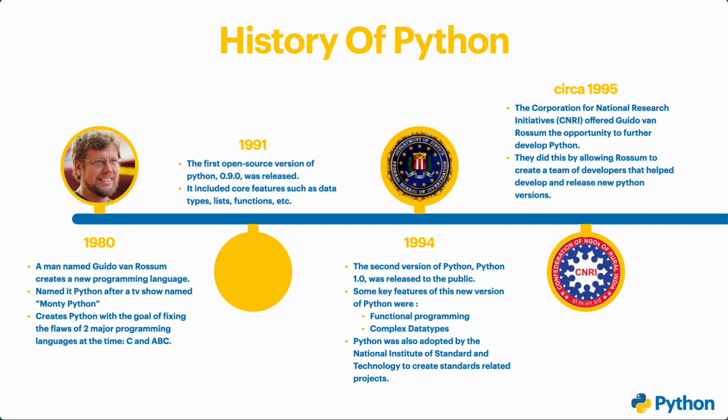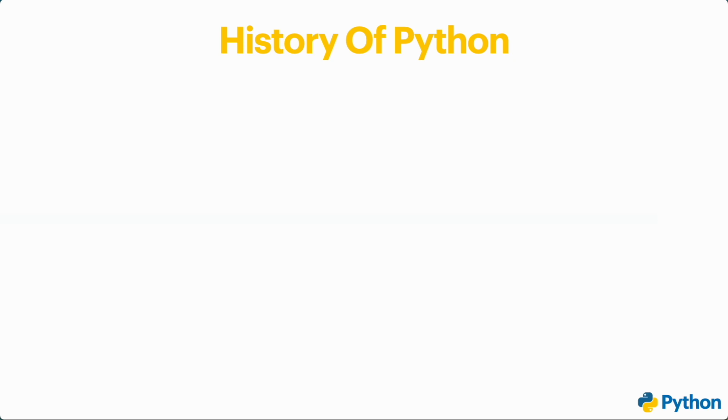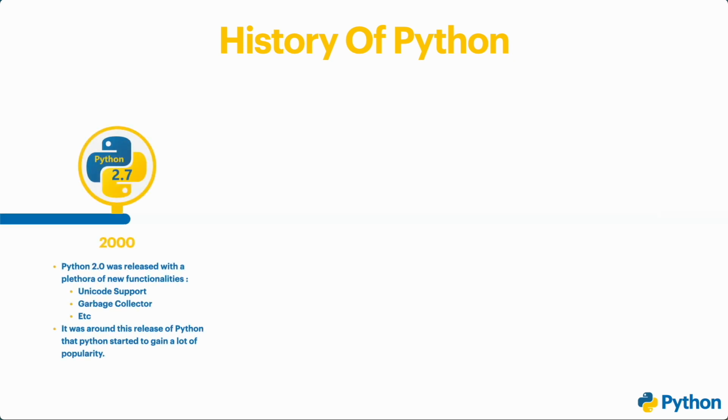And now the next big release of Python would come in the 2000s, or in 2000 to be specific, when Python 2.0 was released. Now, Python 2.0 was one of the most popular versions of Python, with it still being used to this day. And Python 2.0 had a bunch of new features and functionalities, such as Unicode support, a native garbage collector, and etc.